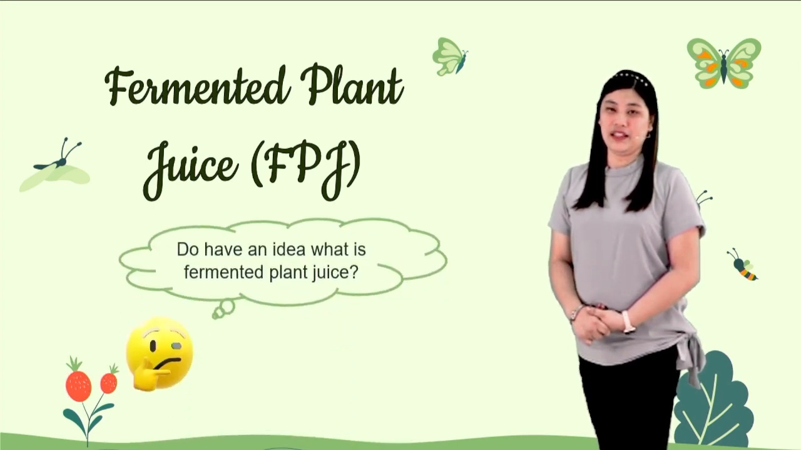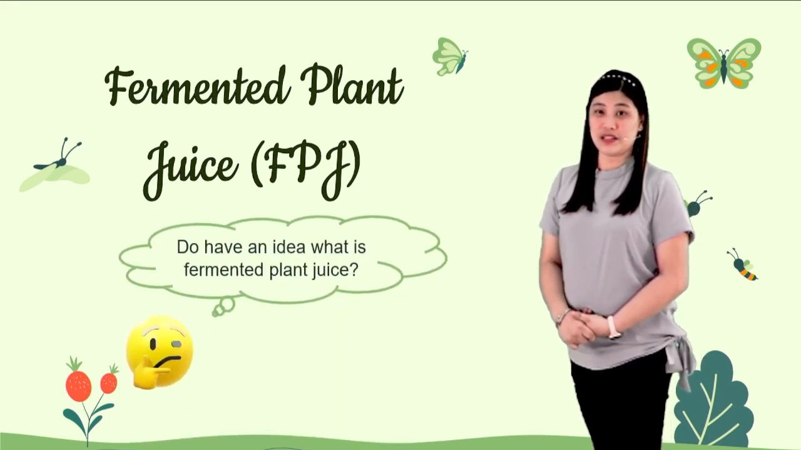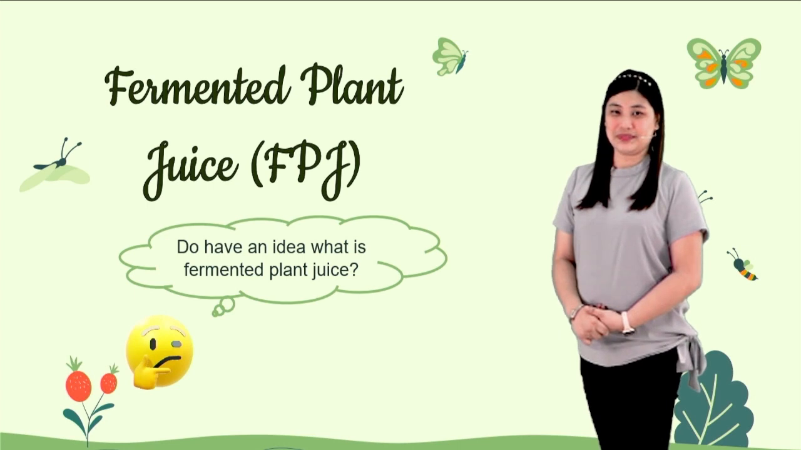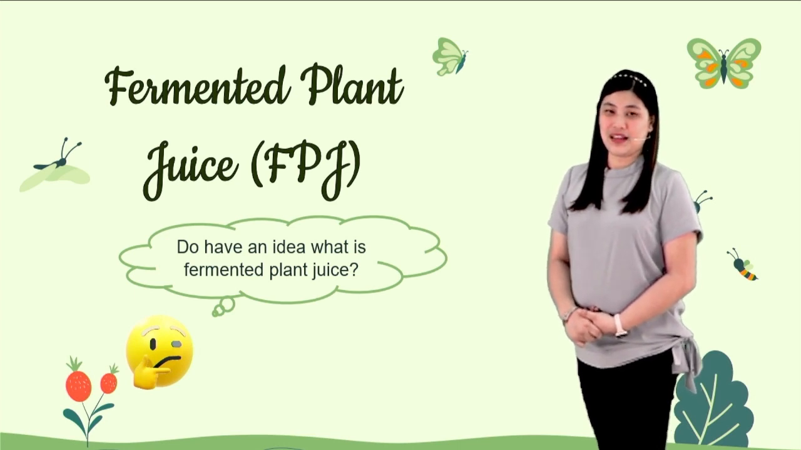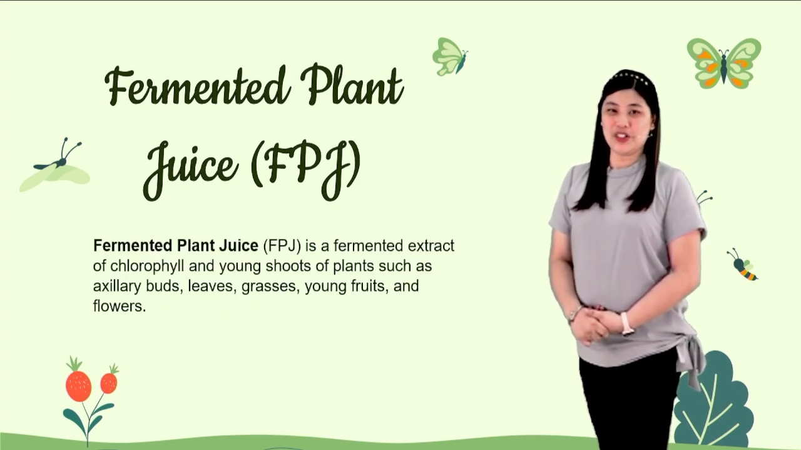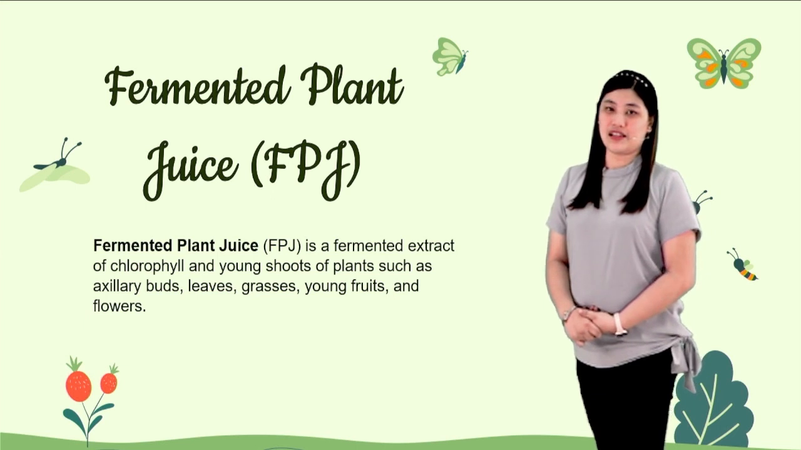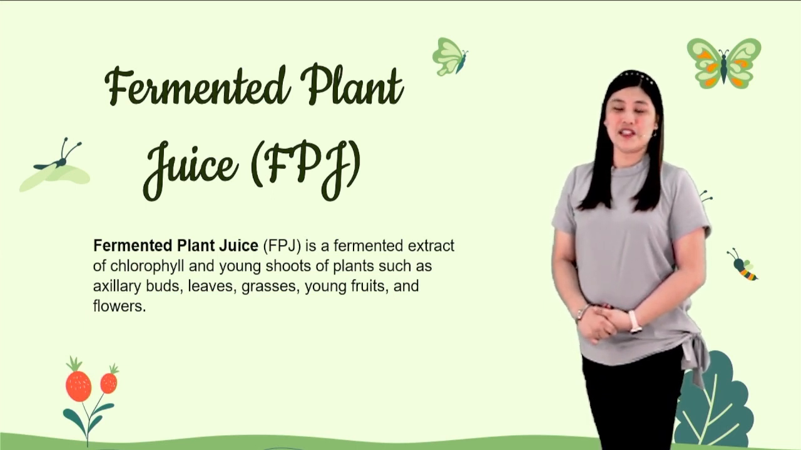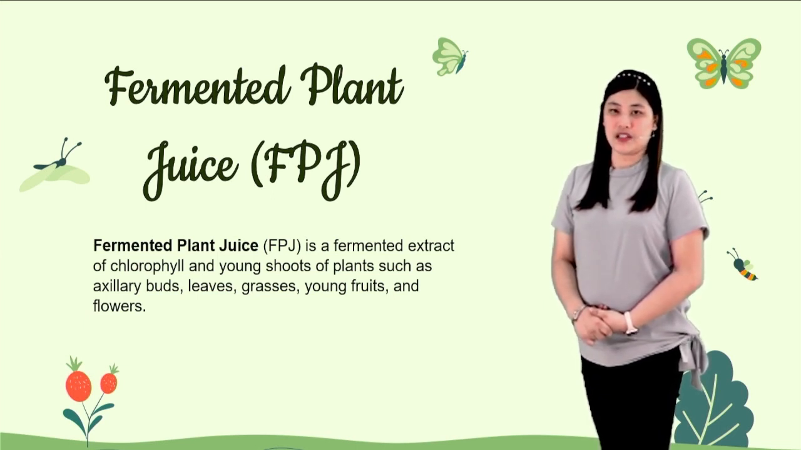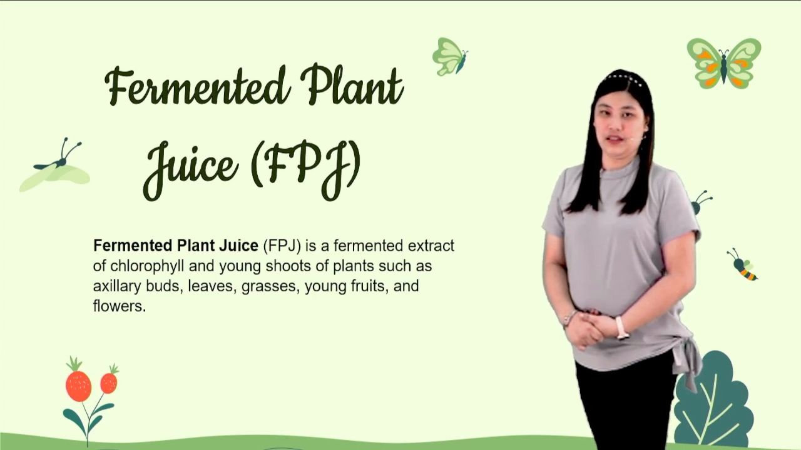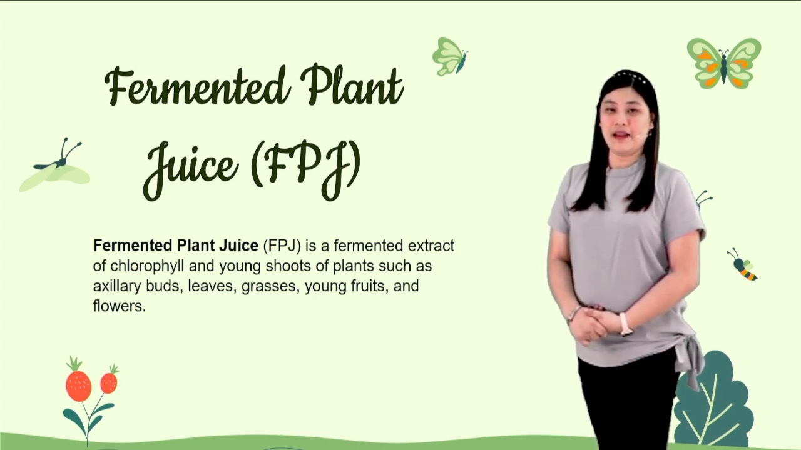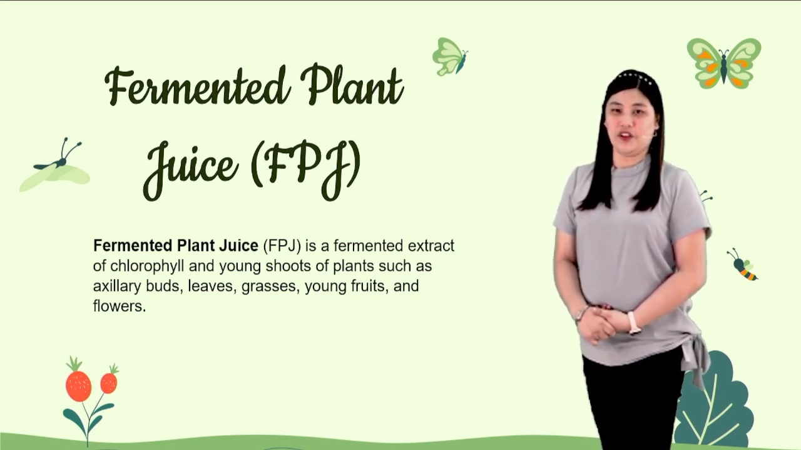Do you have an idea what is fermented plant juice? Excellent! Fermented plant juice is a fermented extract of chlorophyll and young shoots of plants such as axillary buds, leaves, grasses, young fruits, and flowers. One important ingredient in producing FPJ is chlorophyll, a green molecule in plants that absorbs sunlight for photosynthesis.